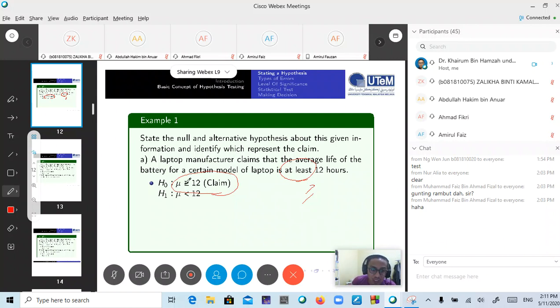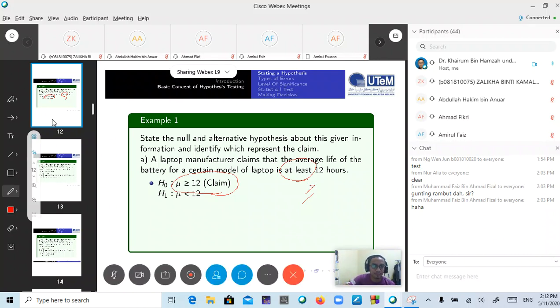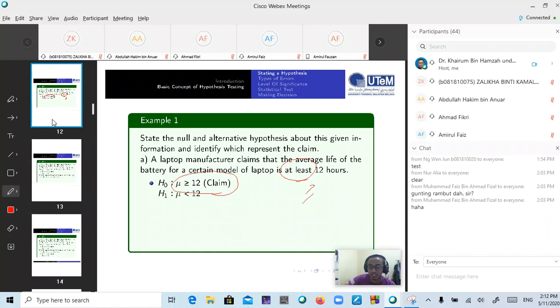So bila H0 is mu greater than or equal to 12, H1 automatically becomes less than 12. Akan terbalik daripada ni. Remember, H1 tak boleh sesekali ada equal sign. Okay? Claim dia boleh duduk dekat mana-mana lah, H0 or H1. Okay.